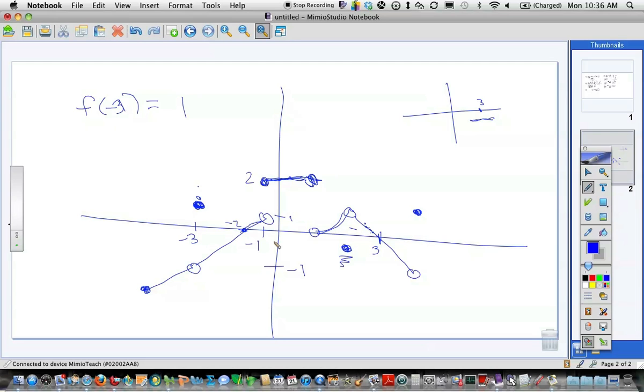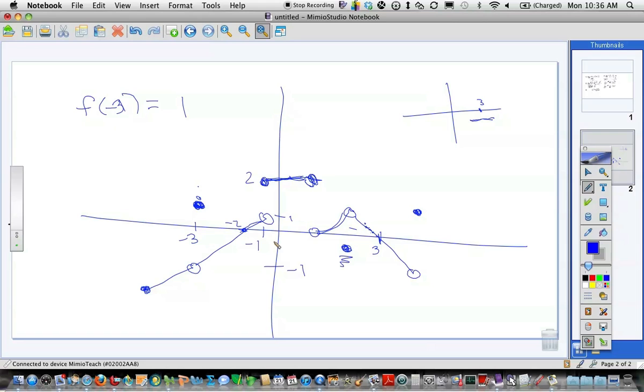Does not exist. Because we just said that the slopes on the right were one thing, the slopes on the left were another thing. So on the graph of f prime, they would not meet. The slopes are approaching different things. Okay? So the limit would not exist.